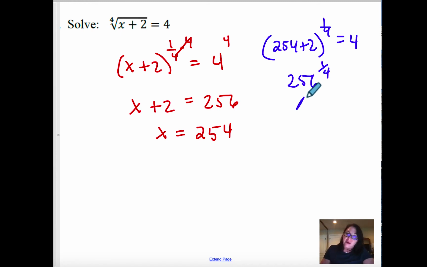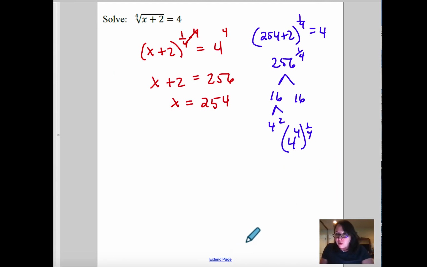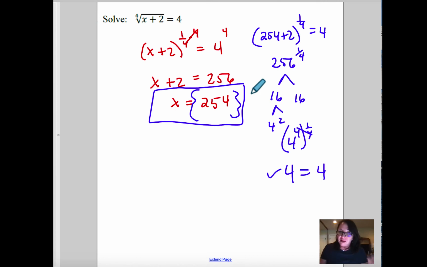256 is, I believe we said, 16 times 16. And 16 is actually 4 squared, and 4 squared. So that's 4 to the 4th power. So that's going to be 4 to the 4th power to the 1/4 power. Well, with 4 to the 4th power to the 1/4 power, those 4s are going to cancel, and you're going to get 4. And 4 does equal 4. So therefore, my answer, which is 254, or my solution, is the correct solution.